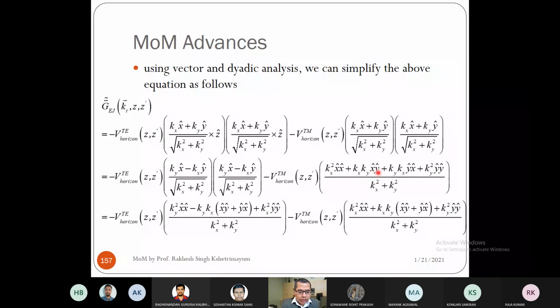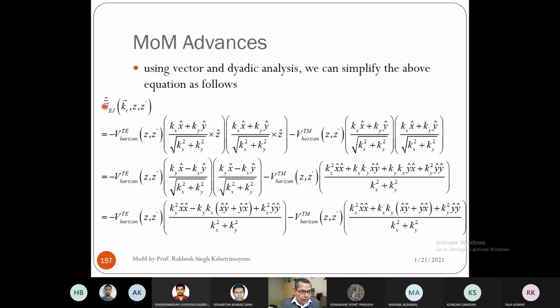This is another dyad. And when I do the multiplication of this with this, what do I get? ky kx y hat x hat. Then ky square y hat y hat. That's how I get it. So I can combine the terms.